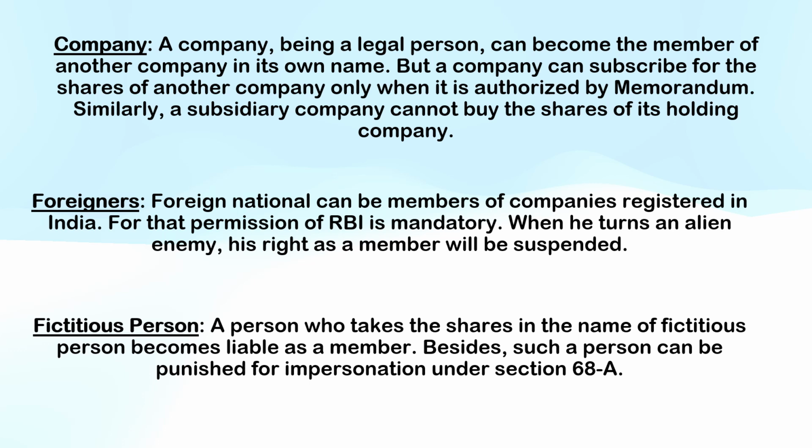When he turns an alien enemy, his right as a member will be suspended. Sixth one, fictitious person. A person who takes shares in the name of a fictitious person becomes liable as a member. Besides, such a person can be punished for impersonation under Section 68A.